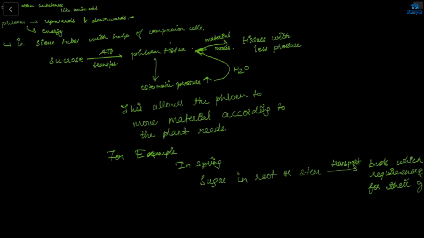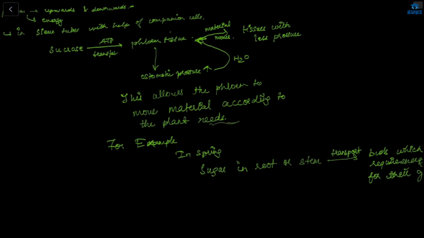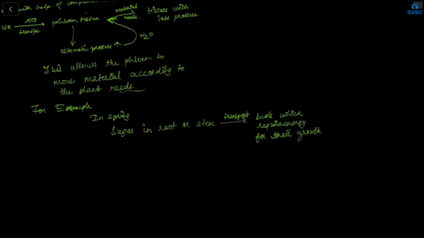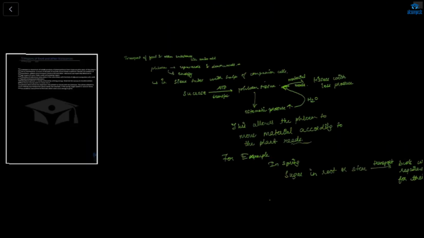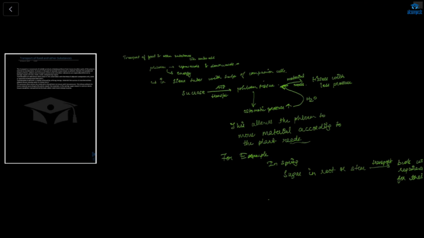So this will allow phloem to move materials according to the plant's needs, okay? For example, in spring, right? The foods usually are stored in the stem or roots. What will happen here? The sugars stored in these parts will be transported into buds, because buds are young and they require energy for their growth. Okay, so this is all about the transport of food in plants.